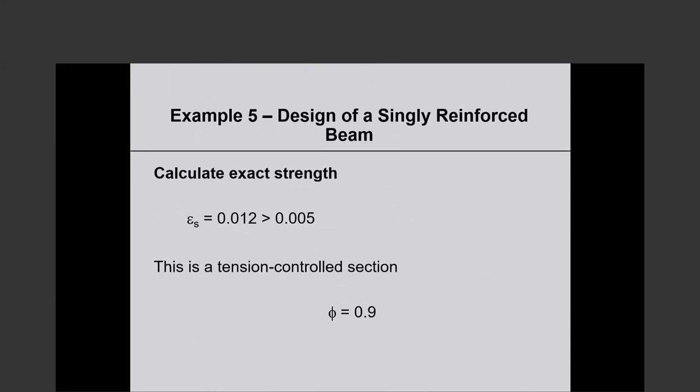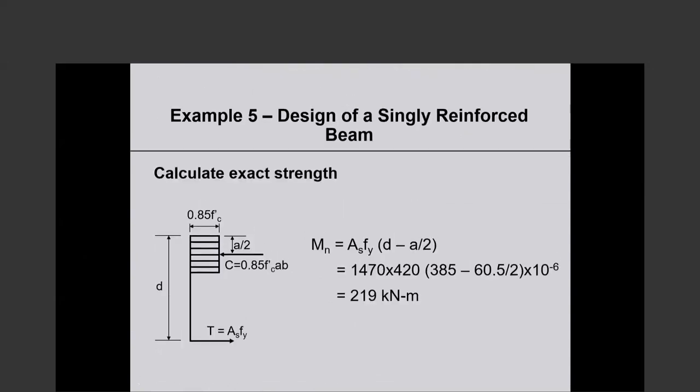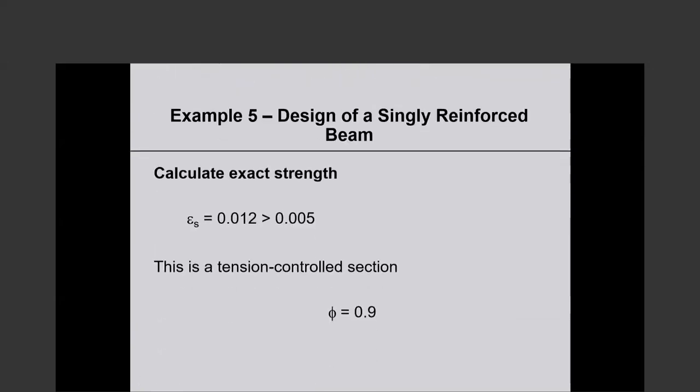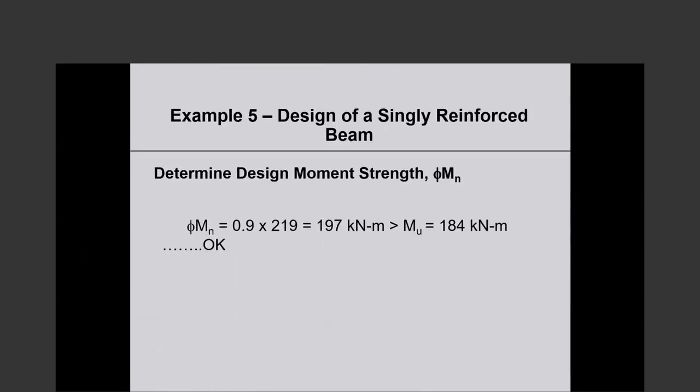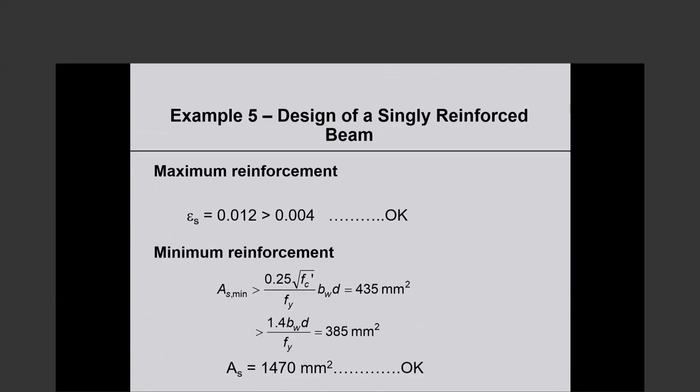Okay, now, well, we are still continuing. So epsilon sub S we have found is 0.12, which is larger than 0.05. So we have a tension control section. So phi is 0.9. The nominal moment strength was 219 kilonewton meters. We are establishing that the phi is 0.9. So the design moment strength is 184 kilonewton meters, 0.9 times 219. Okay.